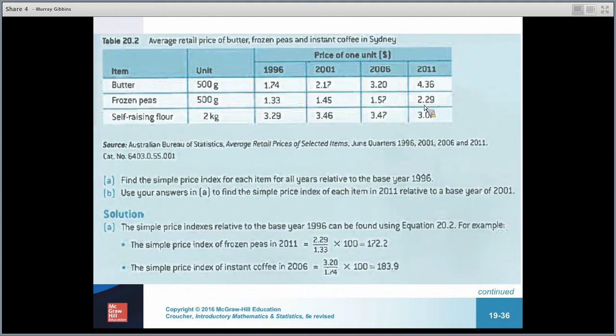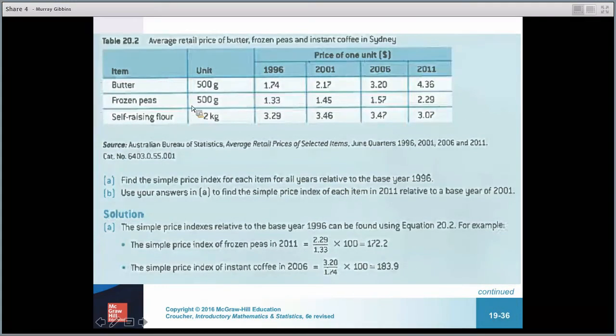What's happening here, if we wanted to calculate a price relative, again similar sort of thing, working the question out, we're looking at frozen peas, 2011 relative to 1996. Pick up the two prices, 2.29 divided by $1.33, multiply by 100, and we get 172.2. It means there's been a 72.2% increase in the price of frozen peas from 1996 to 2011.